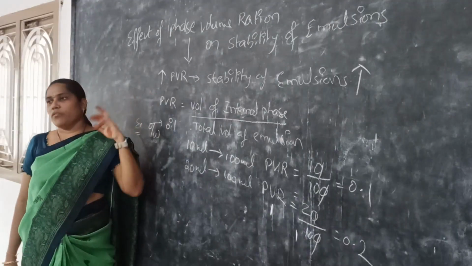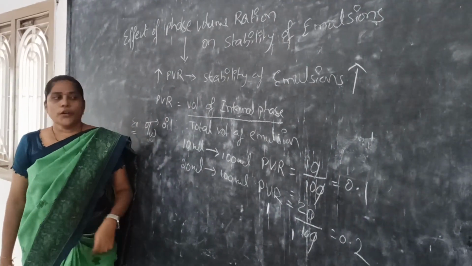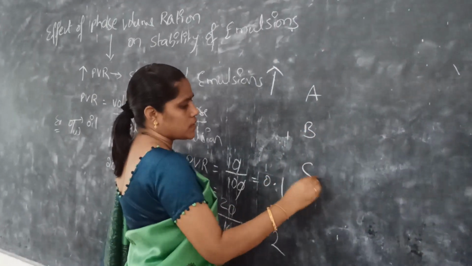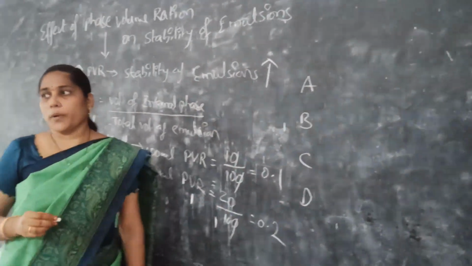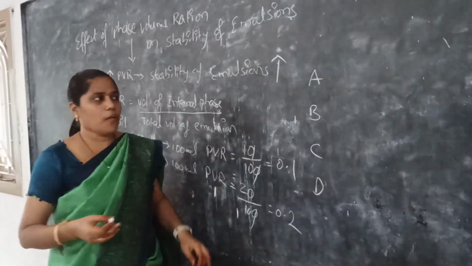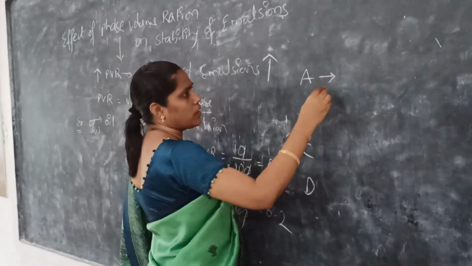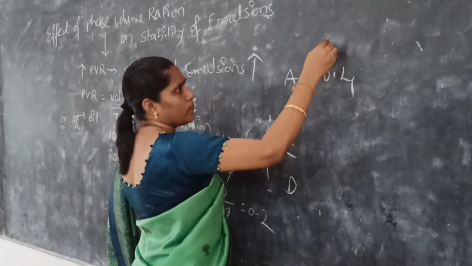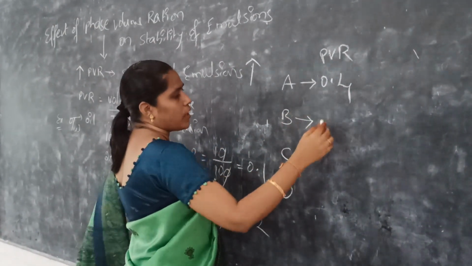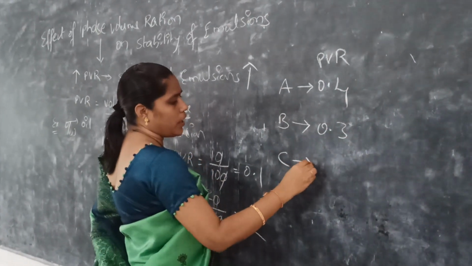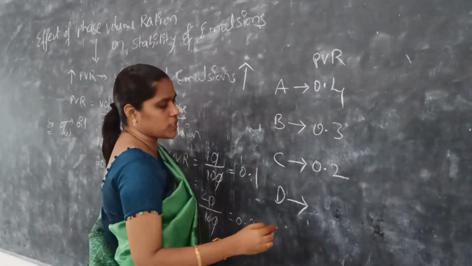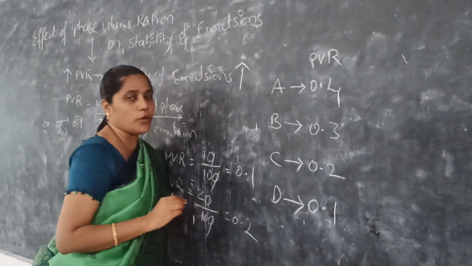to understand the relation between phase volume ratio and stability of emulsion, practically we need to prepare 4 different emulsions, A, B, C and D, with 4 different phase volume ratios. For example, emulsion A is prepared with a phase volume ratio of 0.4, emulsion B with 0.3, emulsion C with 0.2 phase volume ratio, and emulsion D with 0.1 phase volume ratio.